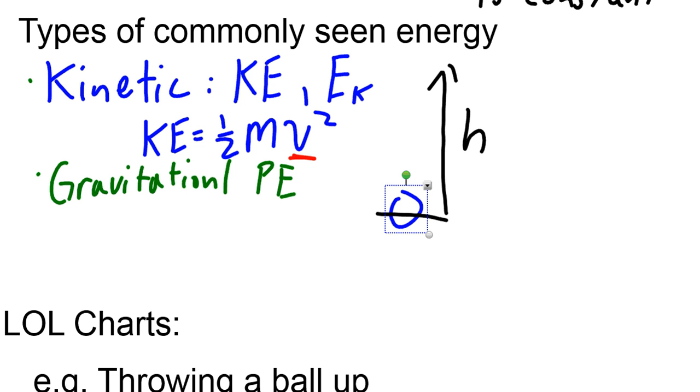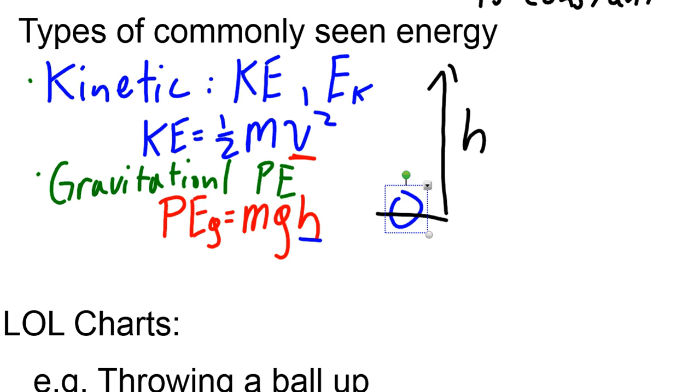As letters, we often call it potential energy with a subscript G. That's the one you're going to see most often. You can solve for it by doing the mass of the object times the acceleration due to gravity times the height in the air. And for this one, the big factor is the height.